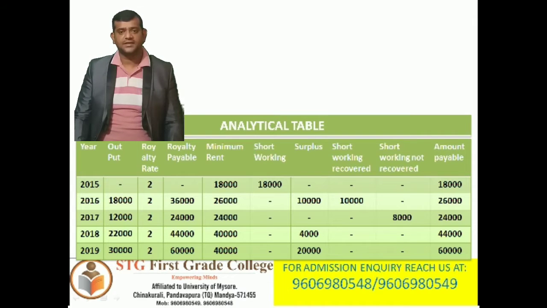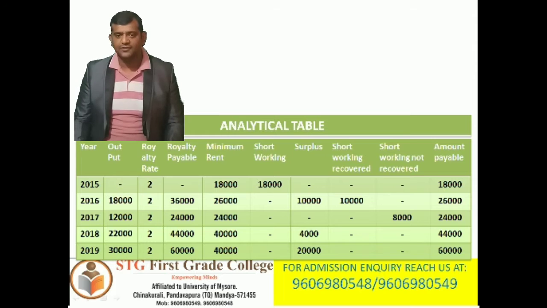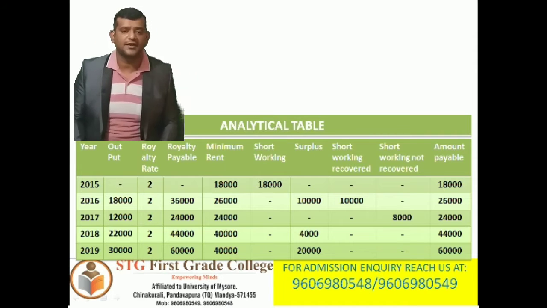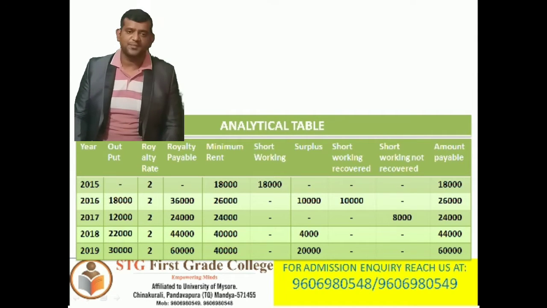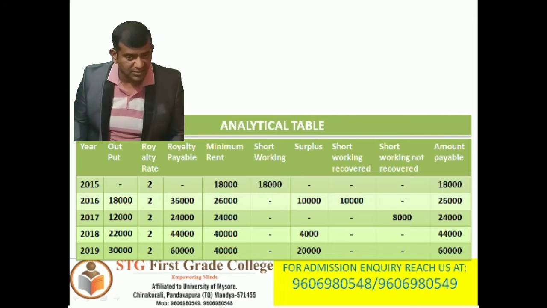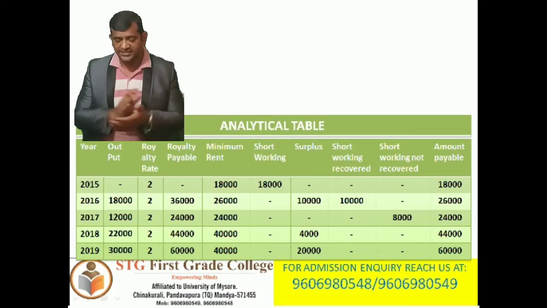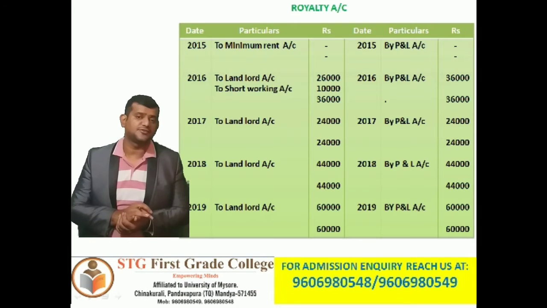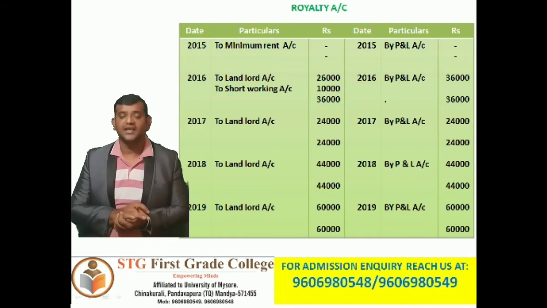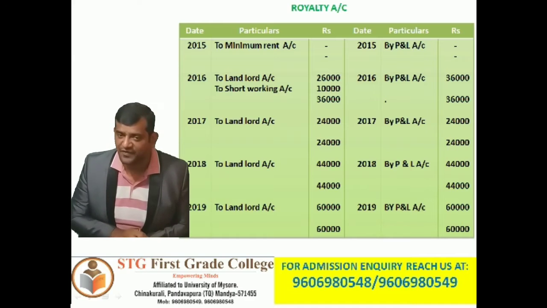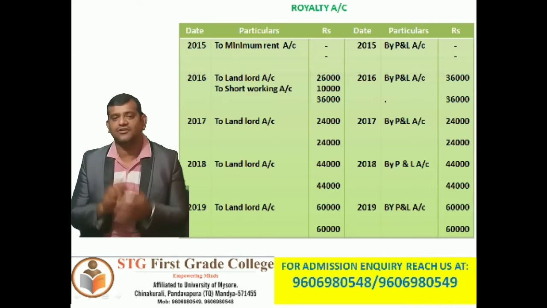Okay, because we are supposed to prepare a royalty account, because in the problem he has asked us to prepare directly royalty account, short working account and landlord account. So that is where we are not preparing a minimum rent account in this problem. So directly open a royalty account with 6 column table, date particulars rupees, date particulars rupees. So debit side 2015 to minimum rent account nil.